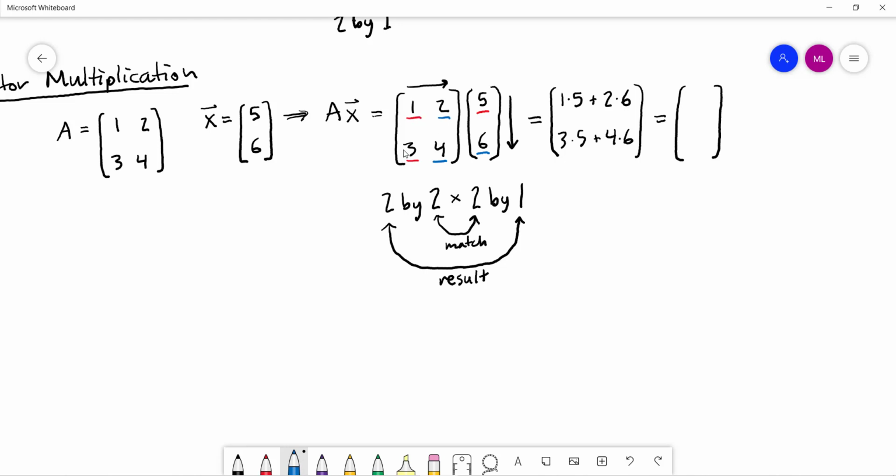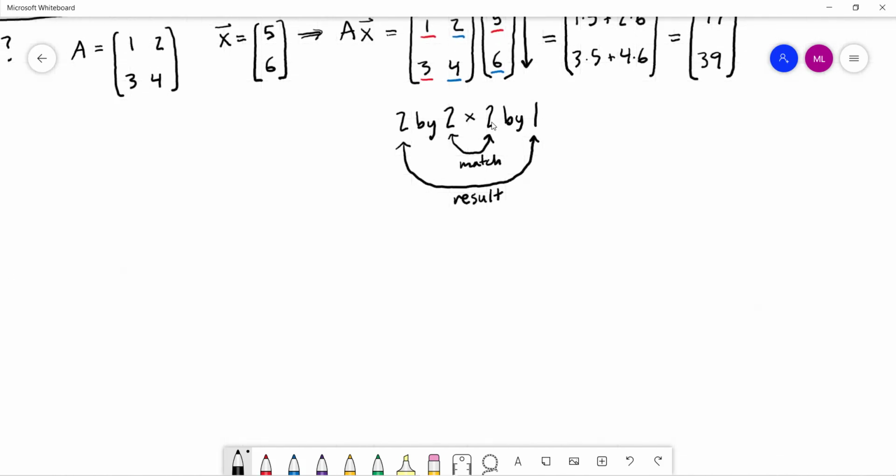So again, the first entries hit the first entry, the second entries hit the second entry, and we add piece by piece. So on top, we're going to have 1 times 5, which is 5, plus 2 times 6, which is 12. So we've got 5 plus 12. The top value is going to be 17. On the bottom, we'll have 3 times 5, which is 15, plus 4 times 6, which is 24. So 24 plus 15, what is that, 39? And so there's the result that you would get from doing this matrix multiplication.